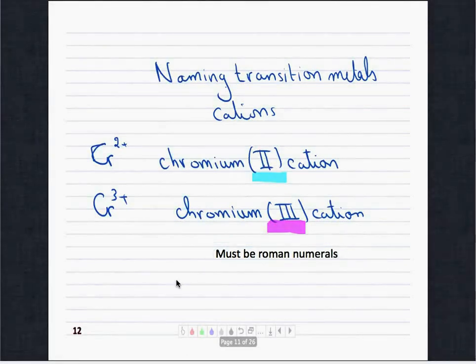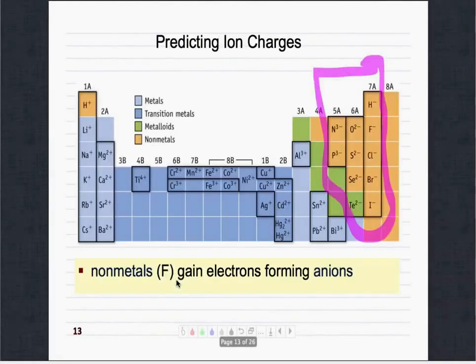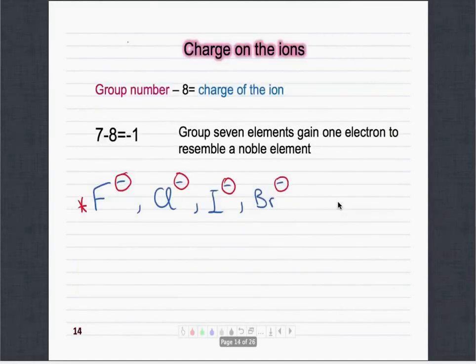Now let's see how we're going to name the anions. We already talked about this, which is how much is the charge. Usually the charge of the anions equals the group number minus 8. What does that mean? For example, if it is a group 7, 7 minus 8, the charge is going to be minus 1. So all of group 7A is going to be minus 1.